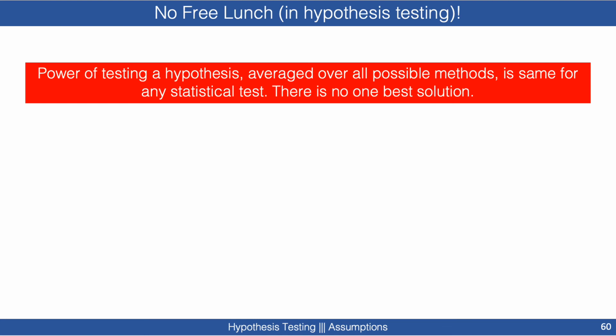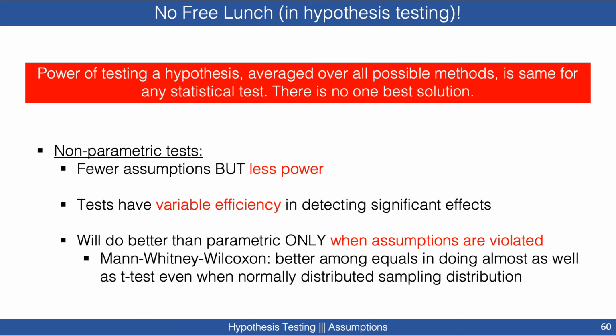There is really no free lunch in hypothesis testing. The power of a test depends on your data and the distribution that underlies your data. There is really no one best solution. You have to explore and understand your data in order to apply the best test for your data. The non-parametric tests are beautiful because they have very few assumptions, but the power to detect differences is reduced. Tests have really variable efficiency in detecting significant effects. And you usually do much better with parametric tests whenever the conditions are met.